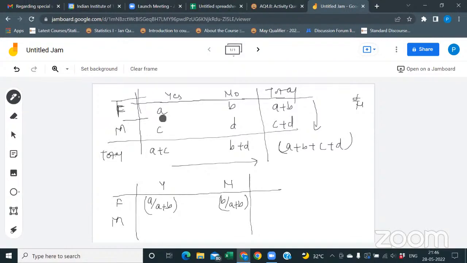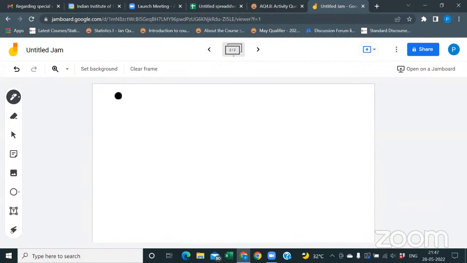Regarding this row, yes. Now for the second row, can I write C divided by C plus D, and D divided by C plus D? Correct. Now the last row, let me write it down. So here it was A divided by A plus B, B divided by A plus B, C divided by C plus D, and D divided by C plus D, right?